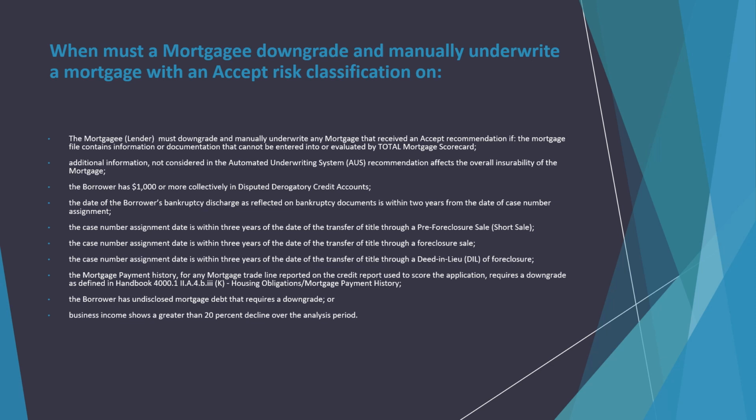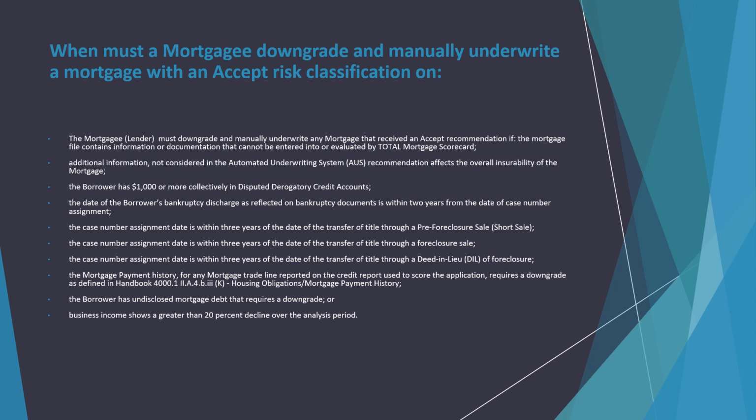Another item that we must downgrade is when the borrower has more than $1,000 in disputed accounts on their credit. We will touch base on this at the end of the video, as there's some confusion around the disputed accounts. Another one is when the case number date is assigned within 3 years of the date of transfer of title through a pre-foreclosure, a short sale, or a deed in lieu.